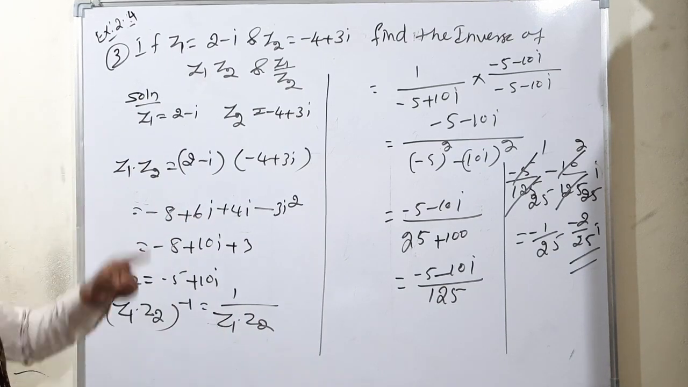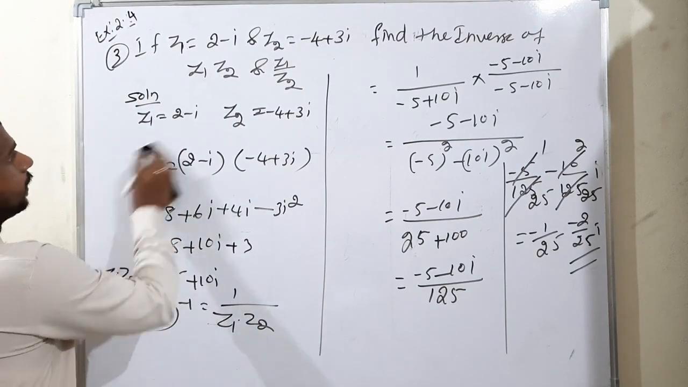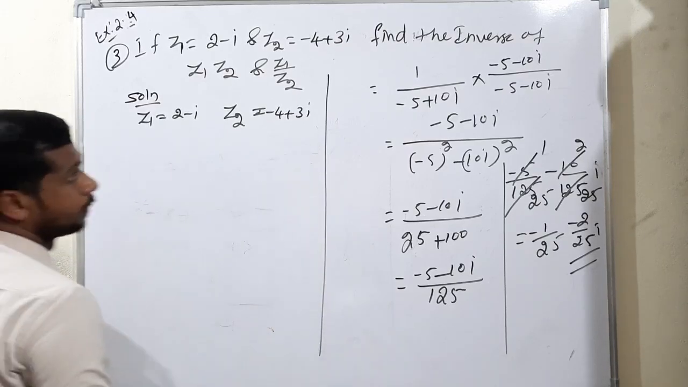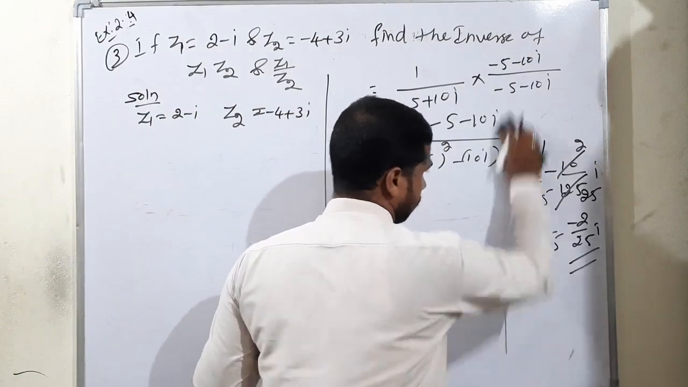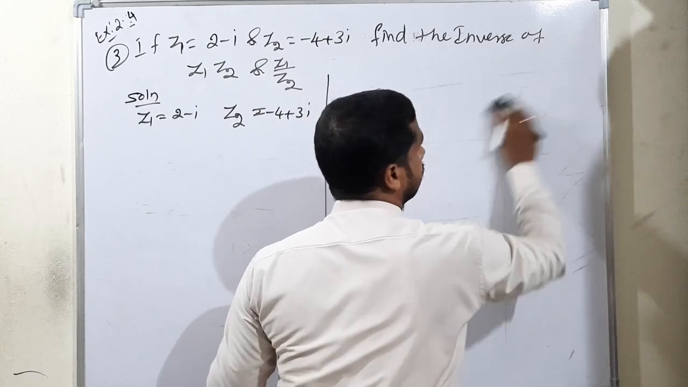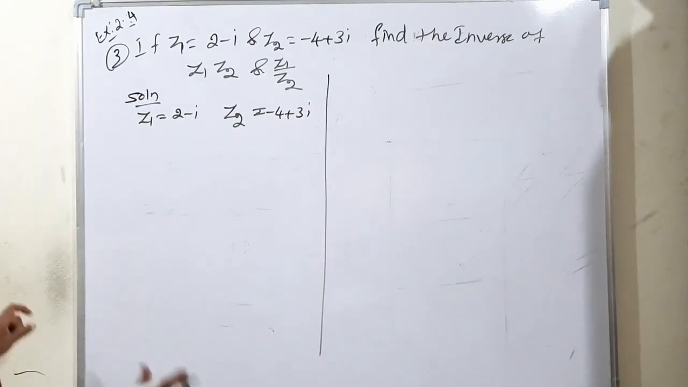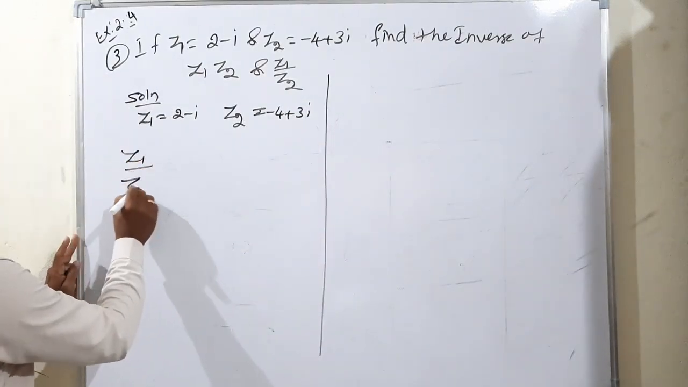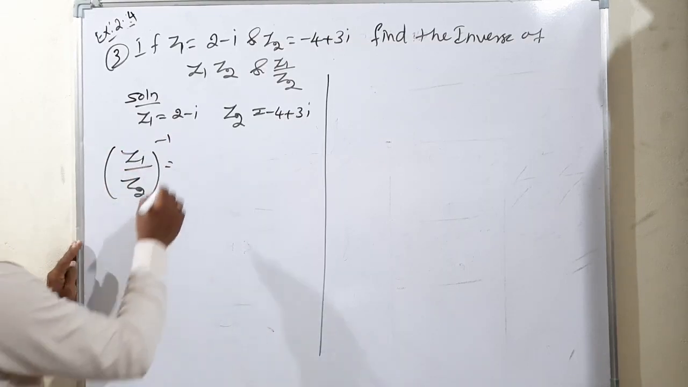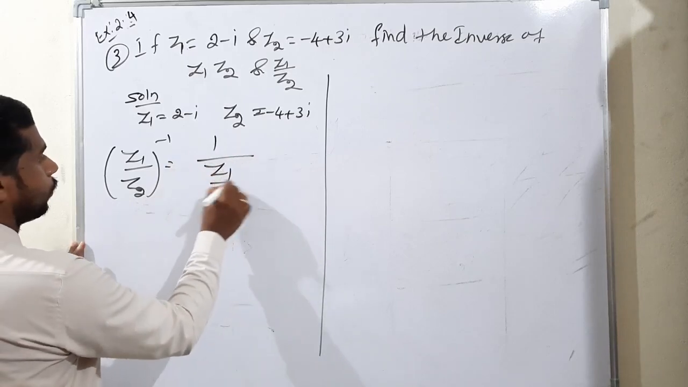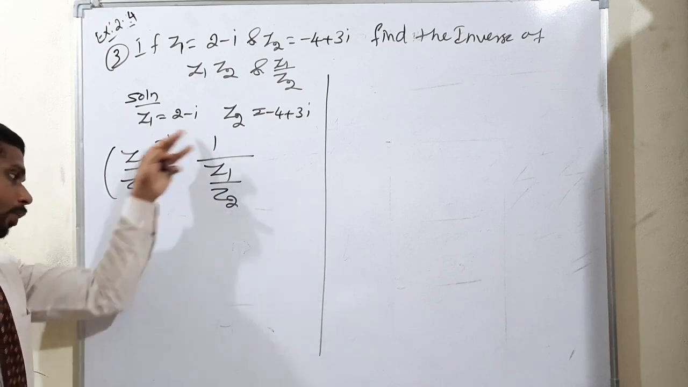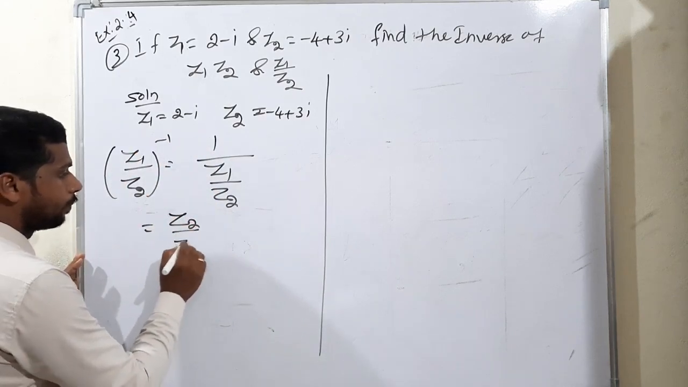Then Z1 divided by Z2, the same condition we need. Z1 by Z2, the whole inverse means 1 by Z1 by Z2. Therefore, if we take the reciprocal, Z2 by Z1 will come.